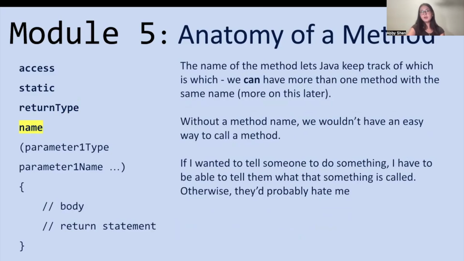Next, we have the name of the method, which is how you can reference it and call it later on to execute it. Counterintuitively, you can have more than one method with the same name, but there are really specific limitations to when you do this, and we'll come back to this when we talk about overloading methods. Without a method name, we wouldn't have an easy way to call a method, and you need some way to actually call this code and execute it, right? So I think name is probably pretty self-explanatory.